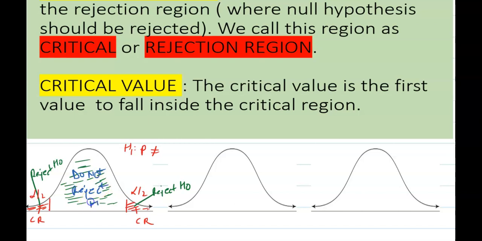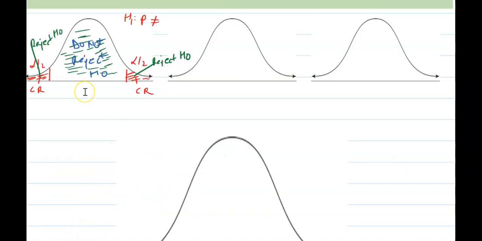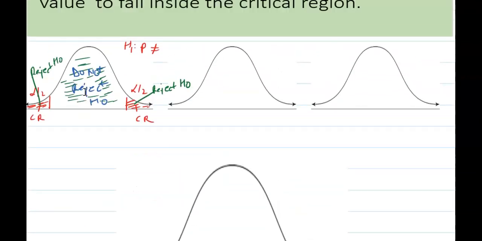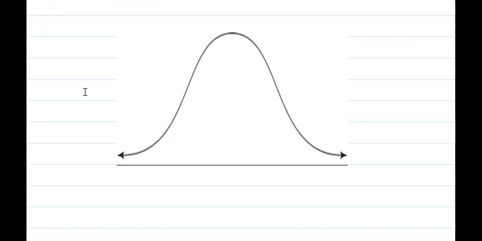Do not reject H0. I hope things are clear. Okay, let's see another example. So this is for the two-tail test here. I can explain it clearly now for the two-tail test. I'm going to explain the same thing again neatly.